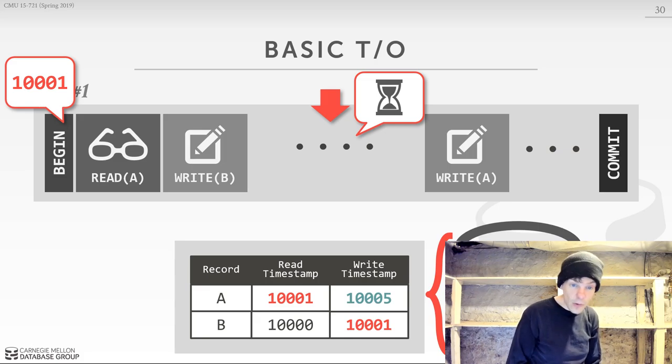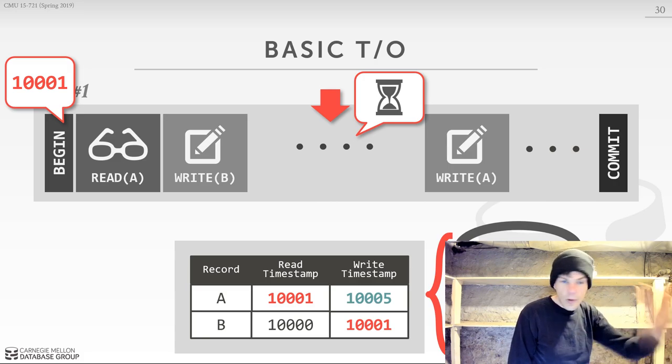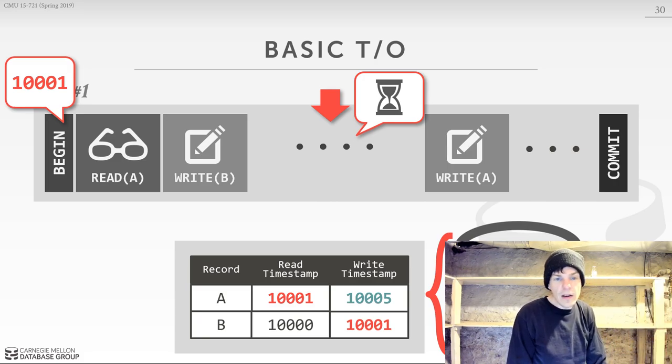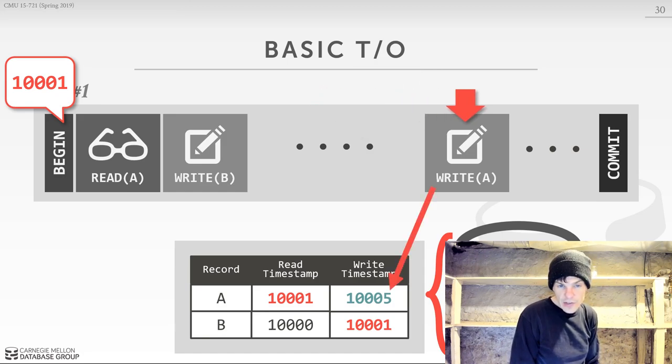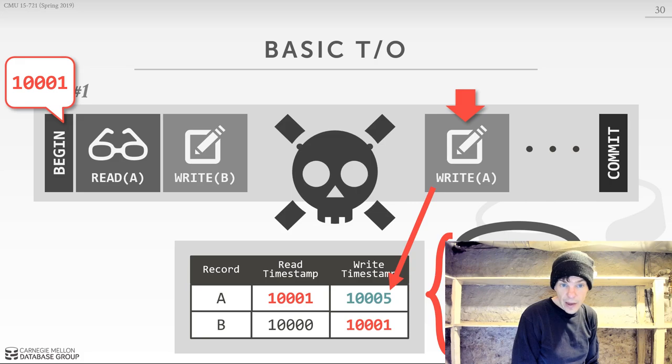And so it's allowed to overwrite the current value in A, because our transaction read it in the past at timestamp 10,001, and it's writing in the future, so that's fine, because under serial ordering, we shouldn't see its write anyway. So now when our transaction comes back, resumes execution, and tries to do a write on A, its timestamp is going to be less than the write timestamp of A, so it has to abort, because it would be overwriting something that got updated in the logical future with data from the past.